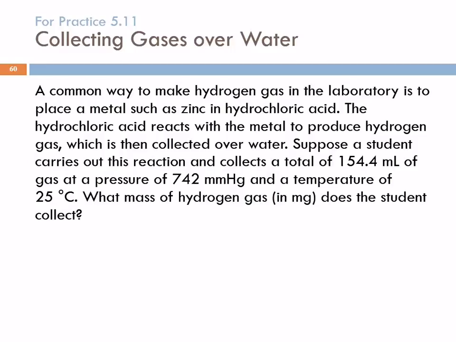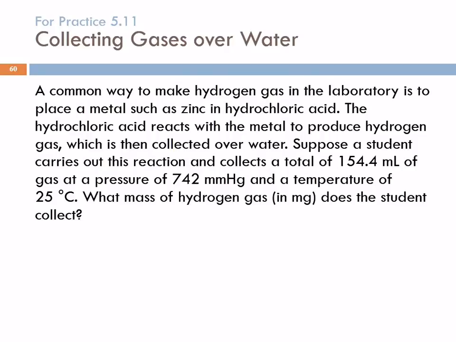Here's another one. A common way to make hydrogen gas in the lab is to place a metal such as zinc in hydrochloric acid. The hydrochloric acid reacts with the metal, producing hydrogen gas, which is then collected over water. Suppose a student carries out this reaction and collects a total of 154.4 milliliters of gas at a pressure of 742 millimeters of mercury and a temperature of 25 degrees Celsius. What mass of hydrogen gas in milligrams does the student collect?